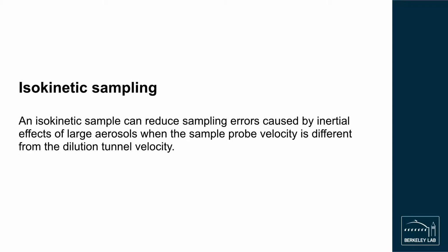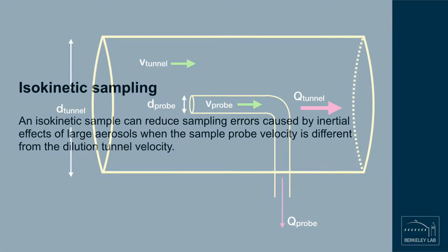Isokinetic sampling also prevents overrepresentation of smaller particles, which can be overrepresented if the probe's flow is much faster than the emission stream. Although there is some debate about the necessity of isokinetic sampling of cookstove emissions, we recommend that you follow the best practices and design your probe for isokinetic flow.